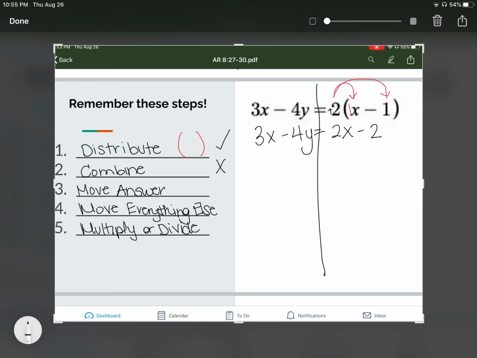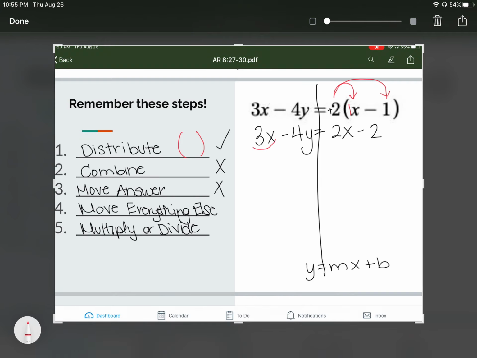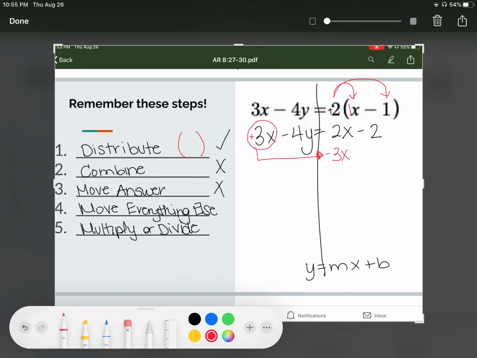Step 3 is move our answer. Remember, we want our y to be on the left-hand side. We want our equation to look like y equals mx plus b. Since our y is already on the left side, we are going to say that we have already done step number 3. We're good to go. That means we need to move everything else to the other side. Well, what is everything else on this problem? This 3x does not need to be on this side. We need to move it to the other side. So I'm going to take that and move it to the other side. When I move it to the other side, it's going to go from a positive 3x to a negative 3x. Notice that I'm lining it up with the x's.